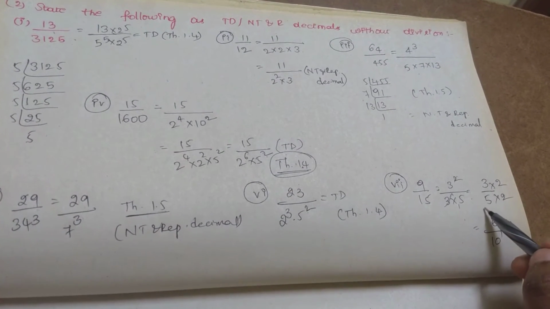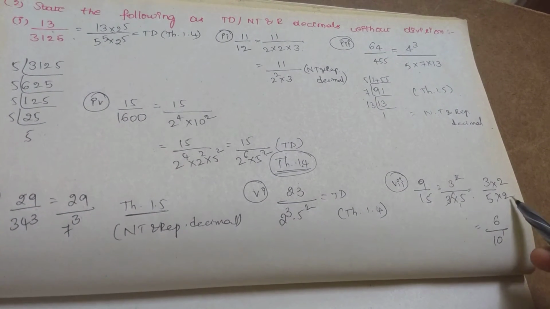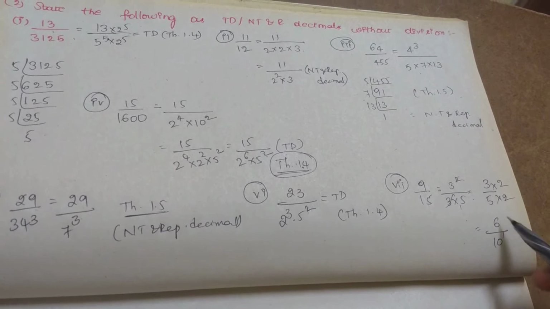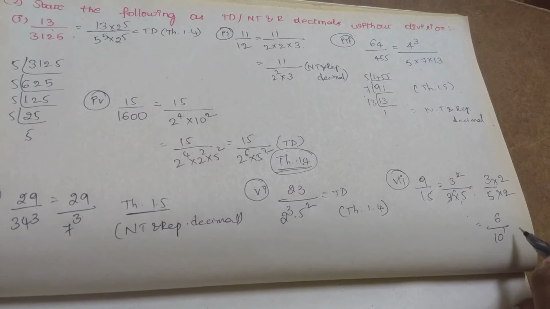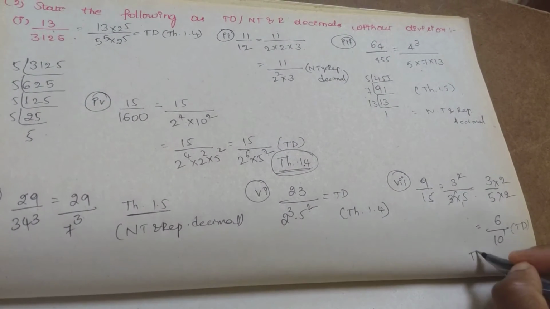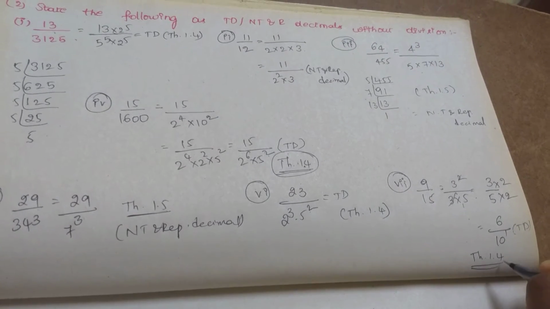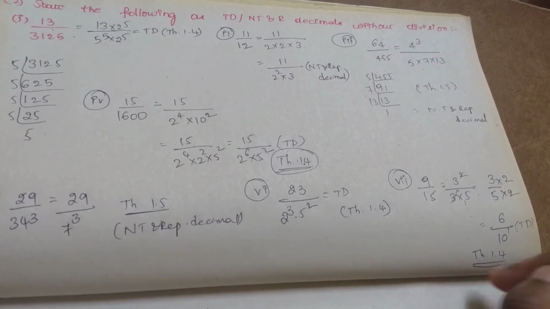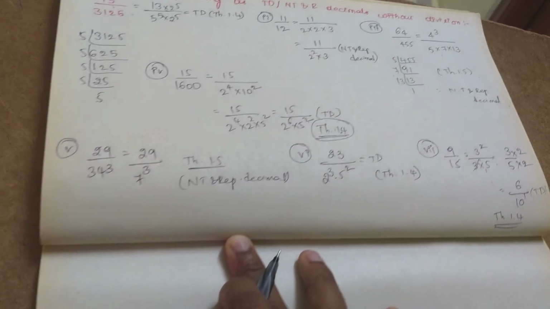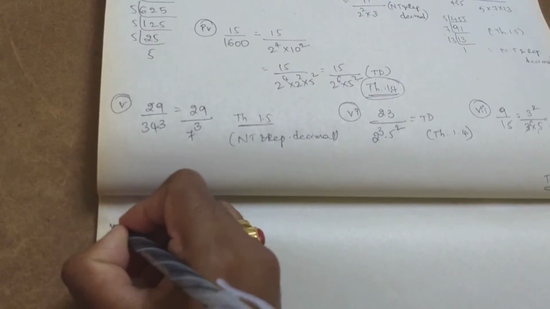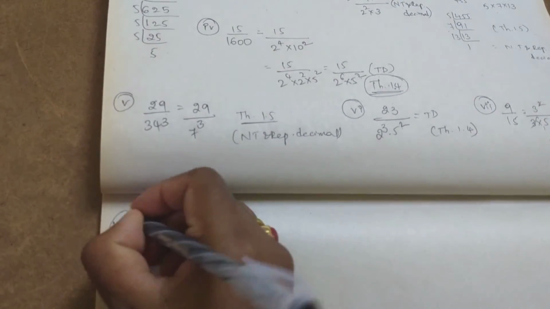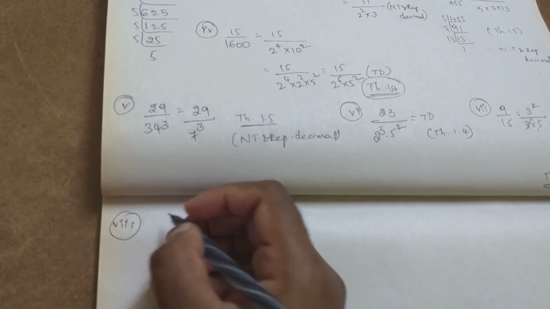So here the denominator is in the form of 2 power n into 5 power m. Hence whatever result we get is a terminating decimal as per theorem 1.4. Fine, 7th is done. Let's move on to sub question 8.